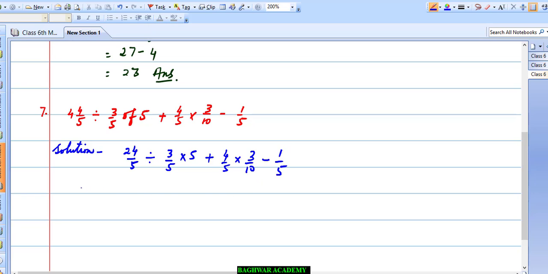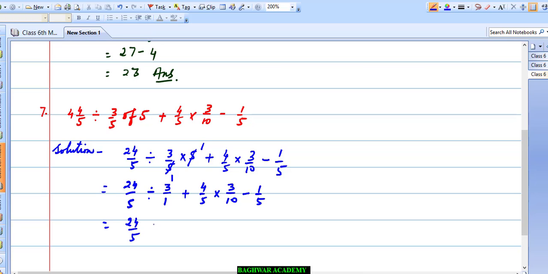Now here we will write 24 by 5 divided by, here you see 5 1 is 5 and 5 1 is 5 has been cancelled. What we have got? 3 by 1. So simply you write 3 by 1 and plus 4 by 5 into 3 by 10 minus 1 by 5, and then we will be having 24 by 5.